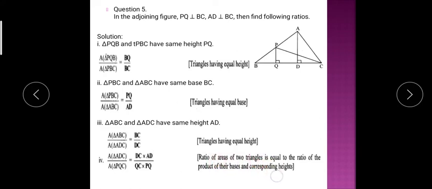Now the ratio of areas of the two triangles ADC and PQC, both have bases and heights that are different. So what is the area of ADC? AD into DC. And what is the other triangle? The other triangle is PQC. Therefore PQ into QC. So their ratio is equal to DC into AD upon QC into PQ.